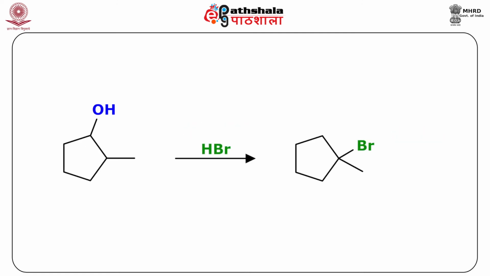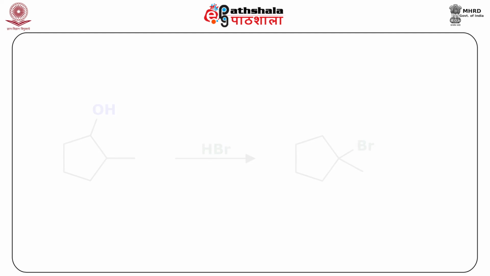Second example, if you see this figure, consider this secondary cyclic alcohol, where the cyclic compound is cyclopentane. The halogenation of the alcohol gives the more stable tertiary product in place of the secondary one.